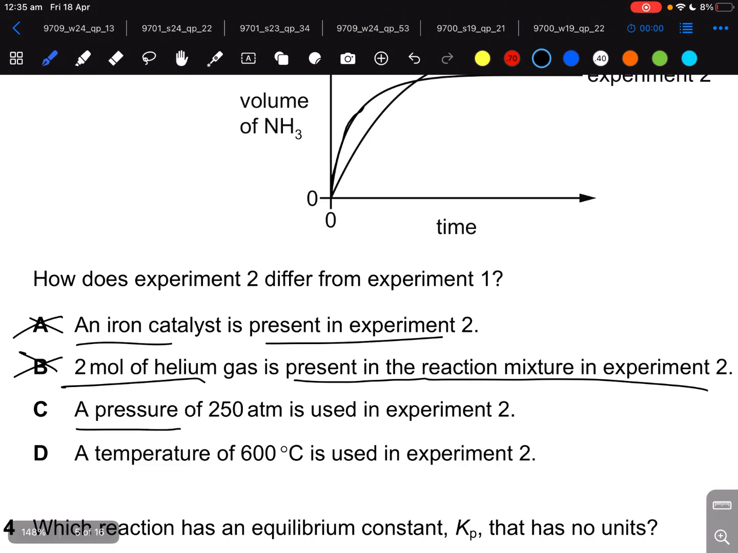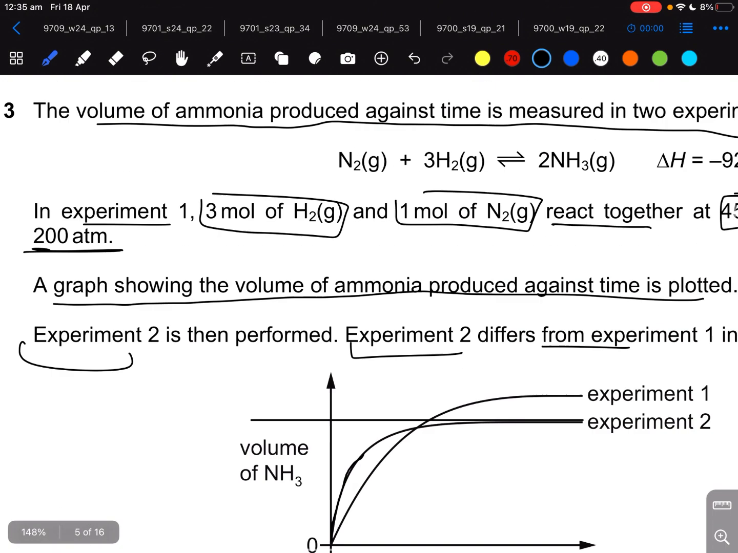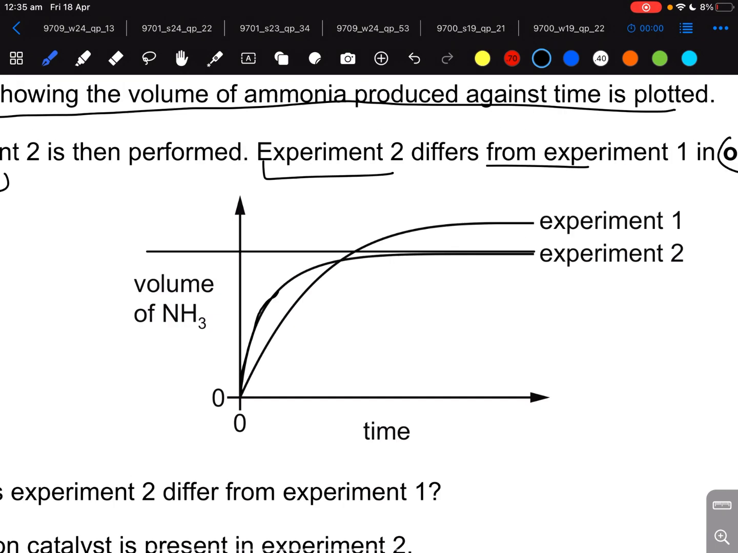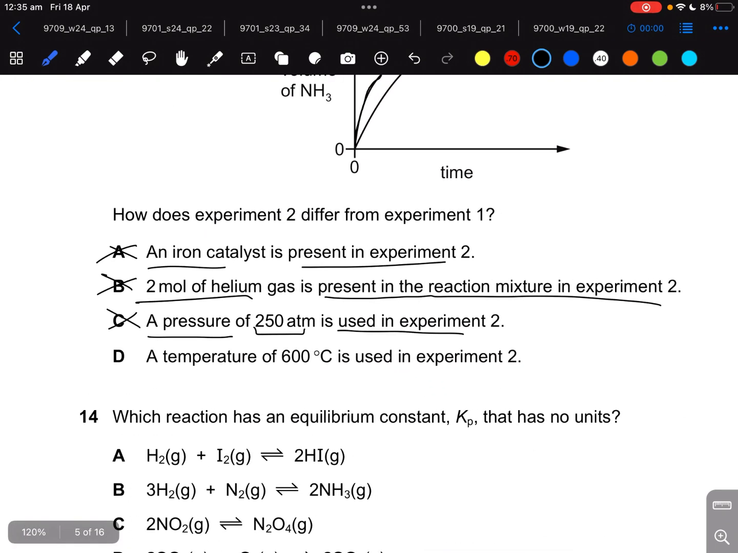C, a pressure of 250 atm is used in experiment 2. If you use a greater pressure, let's look at the moles. Here you have 4 and here you have 2. So if you increase the pressure, you get more ammonia, not less. So C is wrong. D, a temperature of 600 is used.